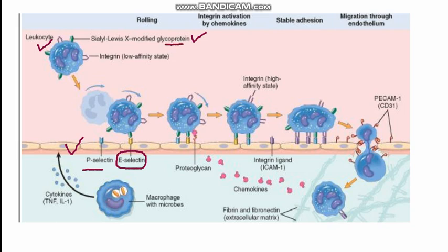Now you can see this green one is attaching over here to the E-selectin. This is how rolling will take place. The ligand and they will bind and the rolling will start. Now this is rolling, this is transient adhesion. Now going to the firm adhesion, it will take place with the help of integrin.